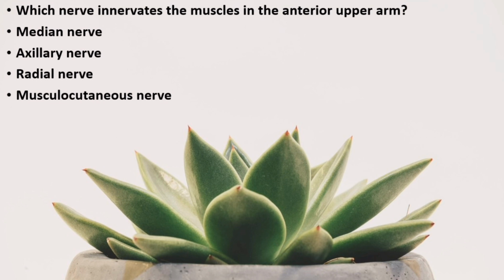Quiz: which nerve innervates the muscles in the anterior upper arm? Median nerve, axillary nerve, radial nerve, musculocutaneous nerve.